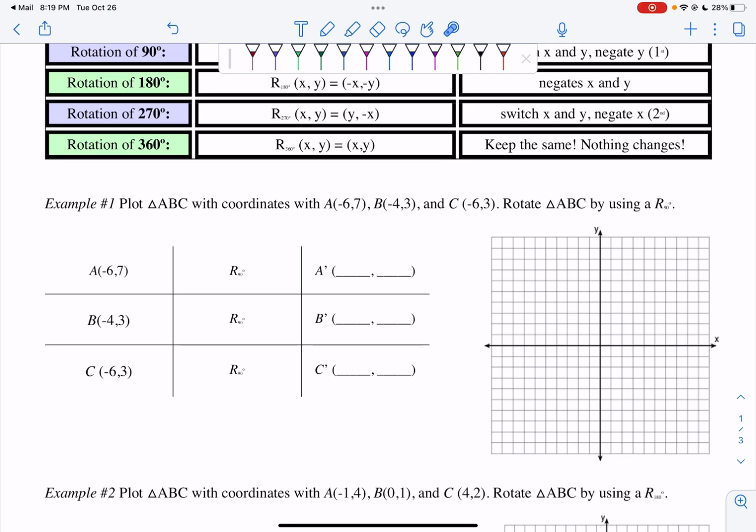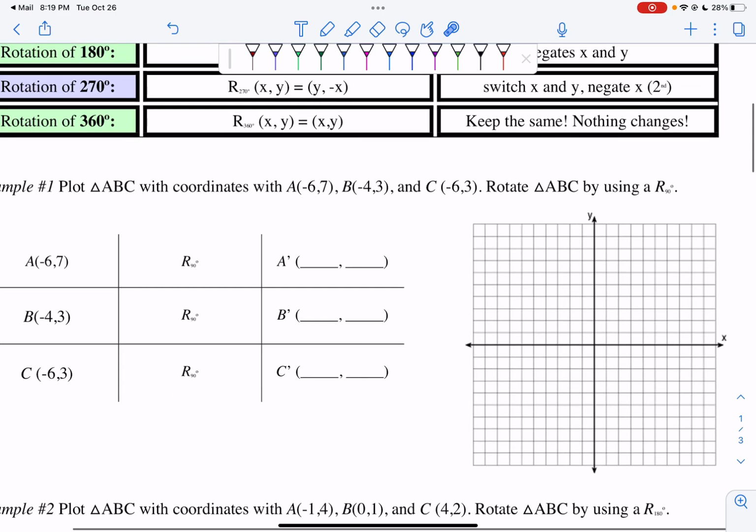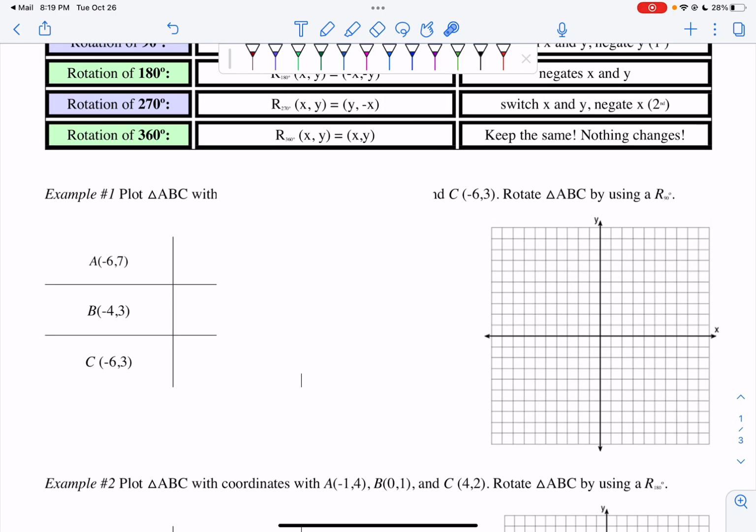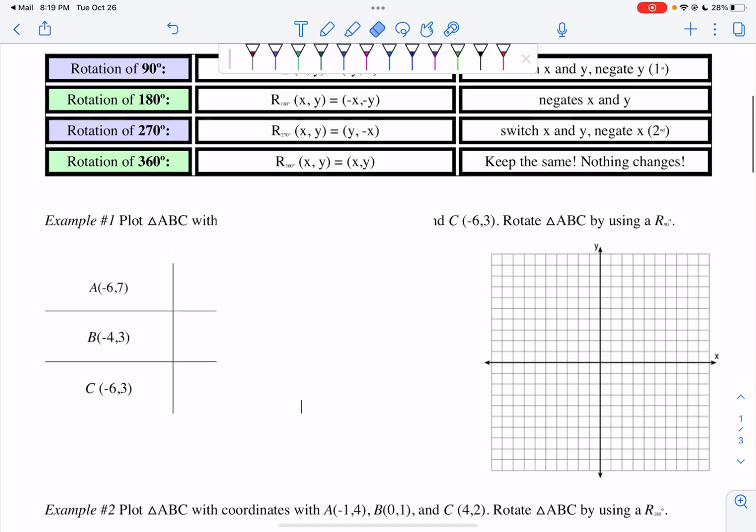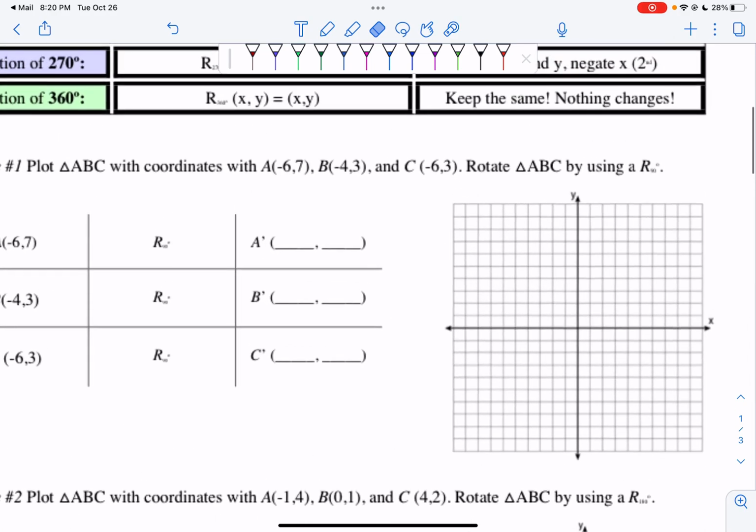So example number 1, plot triangle ABC with coordinates A (-6, 7), B (-4, 3), and C (-6, 3). We're then going to rotate this triangle by using a rotation of 90 degrees. So the first thing I'm going to do is plot the point -6, 7.